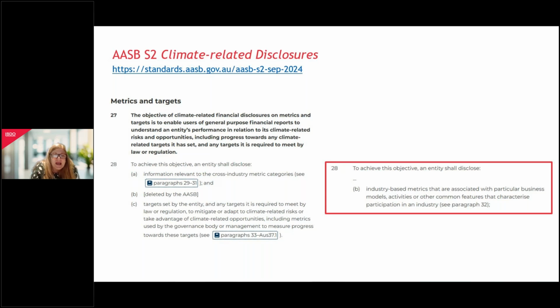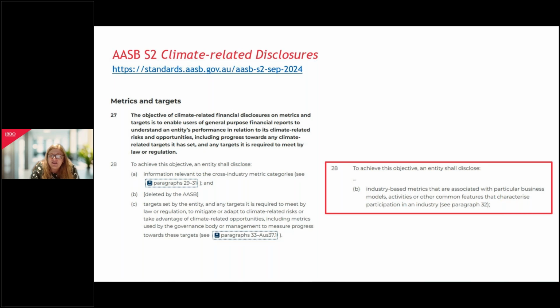So paragraph 28, to achieve this objective, the objective outlined in paragraph 27, an entity shall disclose the following. You know, in accounting standards, you often see the word shall. It's mandatory. It's not optional. It's not a nice extra. You have to do the following.